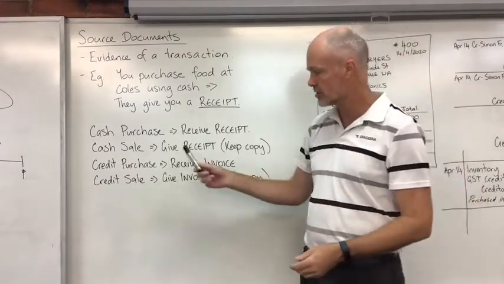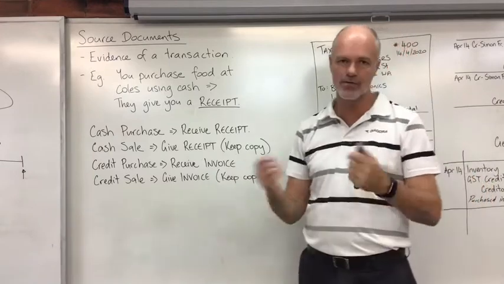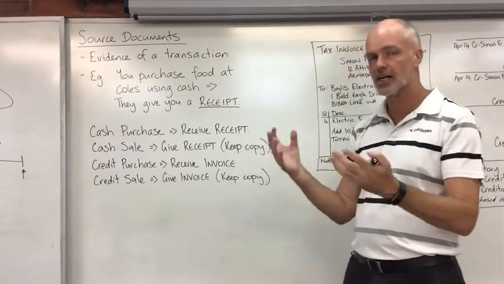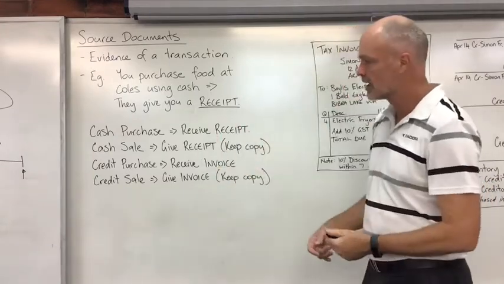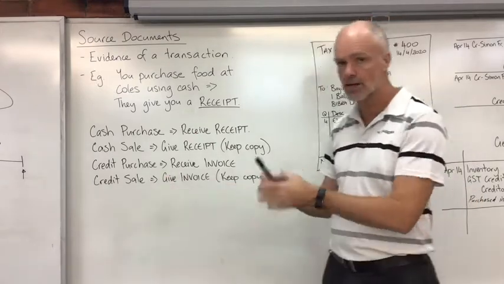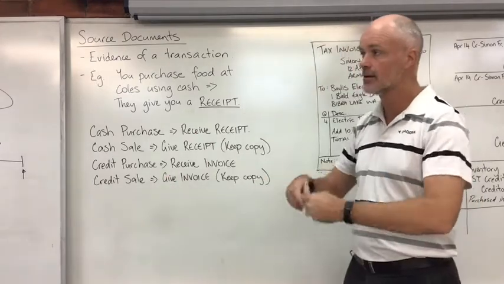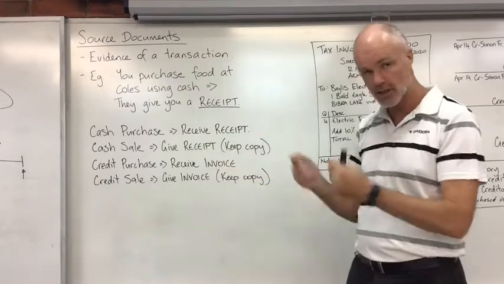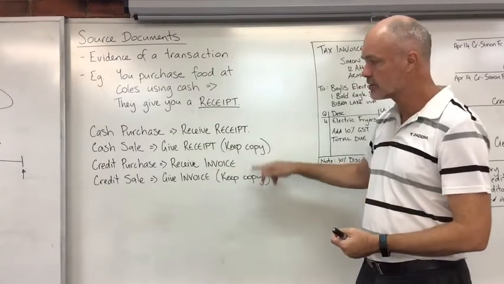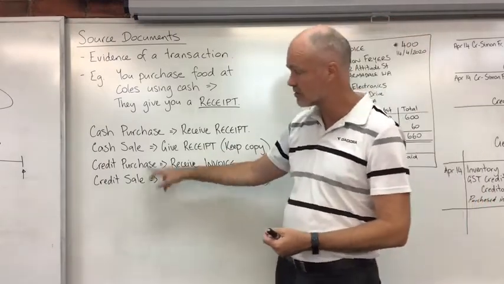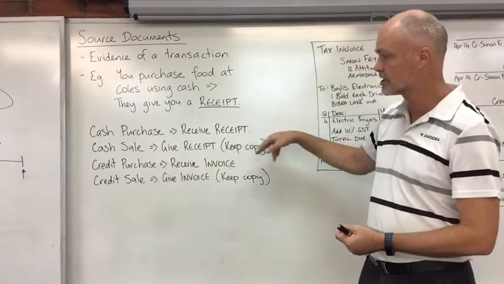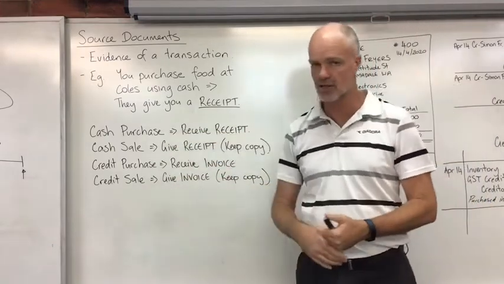For a credit purchase, we receive an invoice. So it's a statement saying basically that we owe money. And for a credit sale, we're the ones that write out the invoice and give that to the customer, and we keep a copy of that. So invoices, whenever you see those, you know it's a credit transaction. And for receipts, whenever you see those, that's a cash transaction.